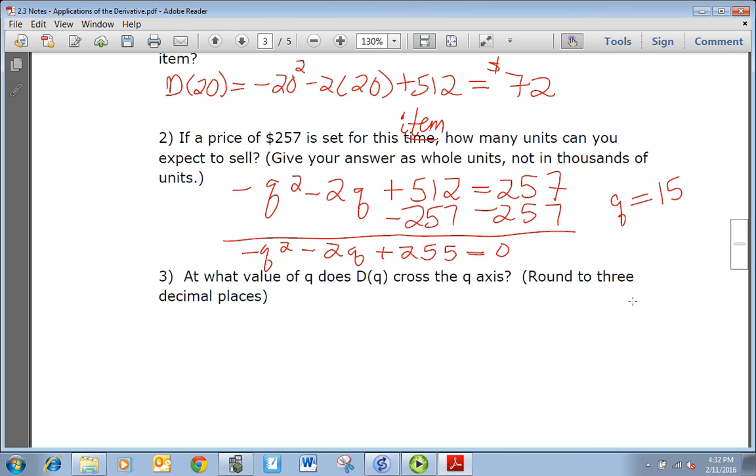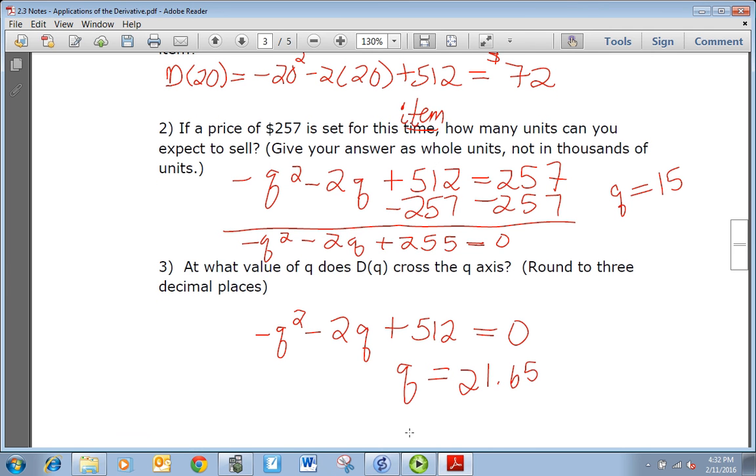At what value of Q does d of Q cross the Q axis? That's just asking us to take the d of q function, set it equal to 0 and solve. Again, you can use the quadratic formula, and you should get that q is 21.65. Now you might get two answers and one of them's a negative, but it doesn't make sense to have negative items, so we throw out that answer.